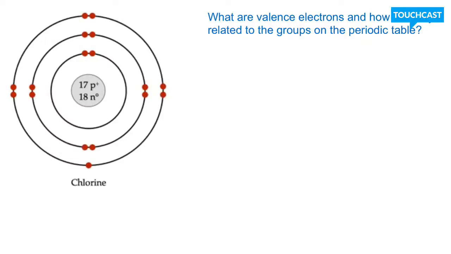Today we're going to learn about valence electrons and basically how they relate to groups and reactivity on the periodic table. So, first off, we need to figure out what valence electrons are. Well, before we can do that, we have to define a few things about an atom.